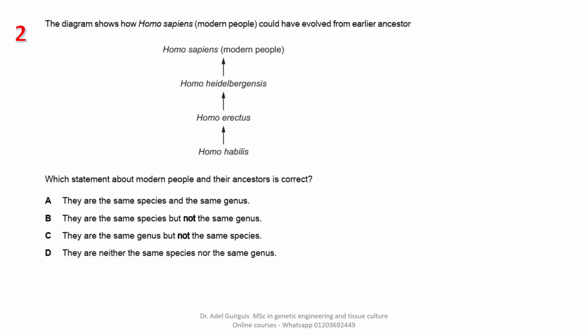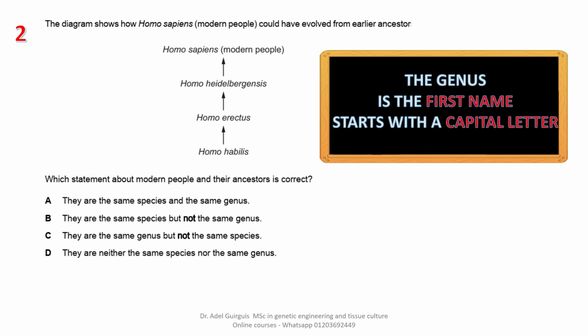Number 2. The diagram shows how Homo sapiens, modern people, could have evolved from earlier ancestors. Homo sapiens, Homo heidelbergensis, Homo erectus, Homo habilis. Which statements about modern people and their ancestors is correct? According to the binomial system, when we name a certain species, each species is given two names. The first name refers to the genus. It starts with a capital letter, like Homo, Homo, Homo, Homo. So, which statements about modern people and their ancestors is correct?